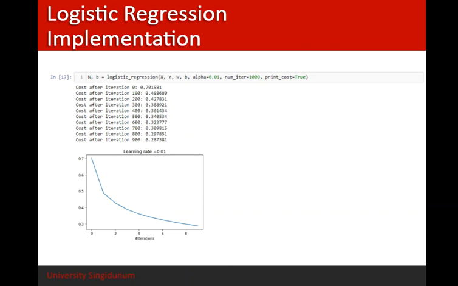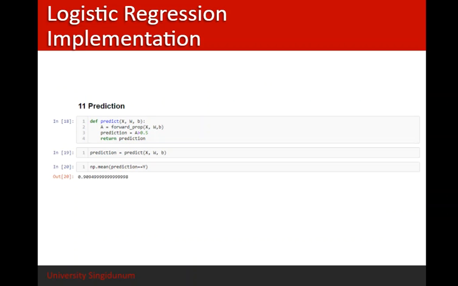So here we are calling the logistic regression function and plotting the results. You can see what the cost is after the first iteration and after every 100th iteration, and you can see how the number is reducing.